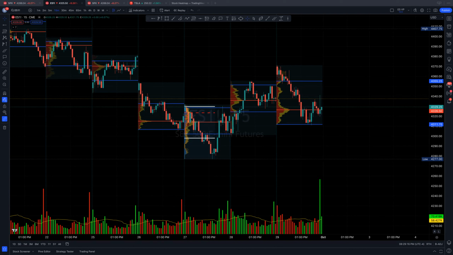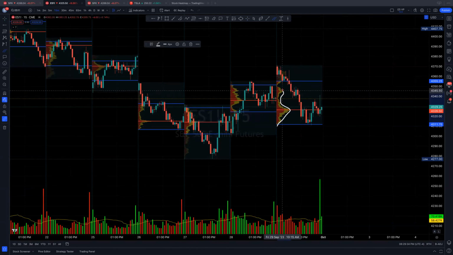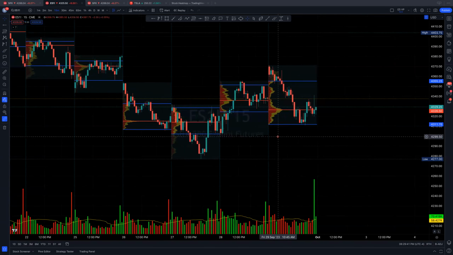I wish it was that easy to read the volume profiles, but we also need to understand that we need to look at this here, the volume over here. This volume tells you if there's price acceptance or rejection, and we need to pay attention to that. It's called periodic volume profiles on TradingView.